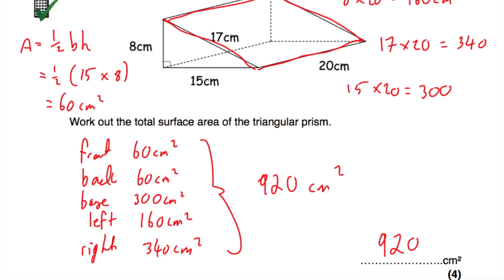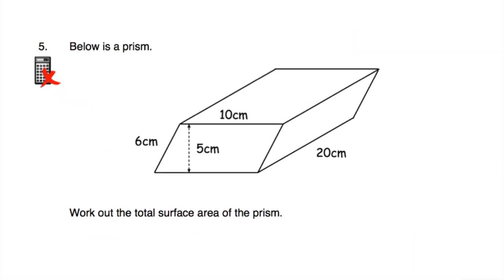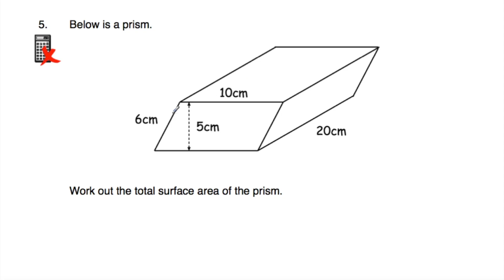Okay, let's look at our next question, question number 5. Question number 5, we've been given this prism. So we've got this parallelogram prism. It's a prism that has a cross-section of a parallelogram. And we've been asked to find the total surface area of this prism.